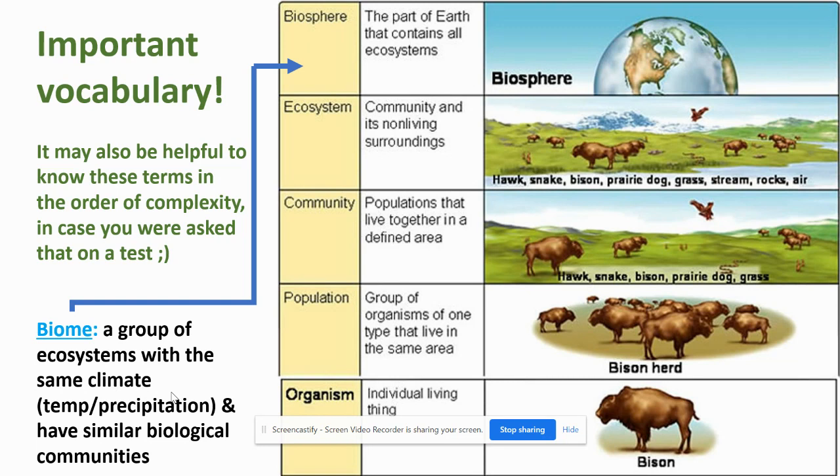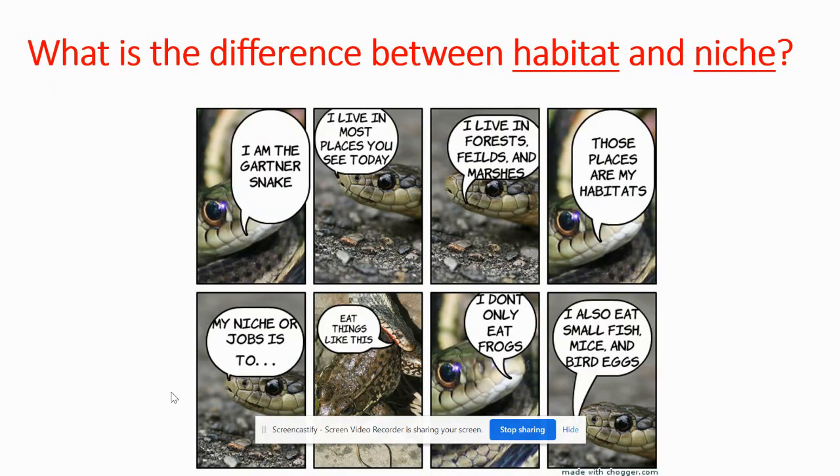You can pick your favorite place and see what biomes are there. And then again, the biosphere. It's the part of the earth that contains all of the ecosystems. In other words, everything on the crust of the earth.